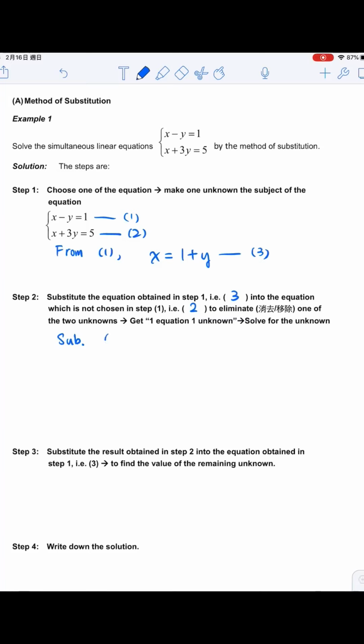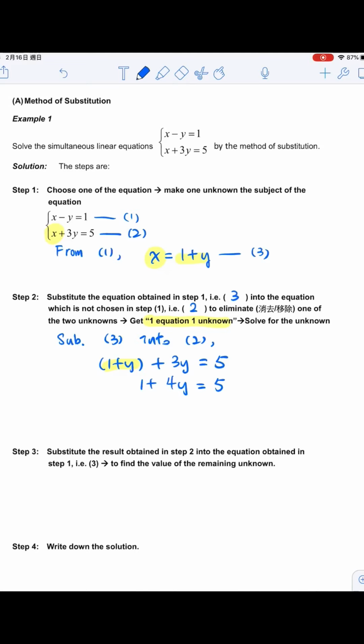Here, we can say we substitute or put equation 3 into equation 2. 將三式代入二式. And then for the subject x, we can replace it by 1 plus y. So x plus 3y is equal to 5, and x is replaced by 1 plus y. And here we can get one equation, one unknown. And we can solve for y in this case.